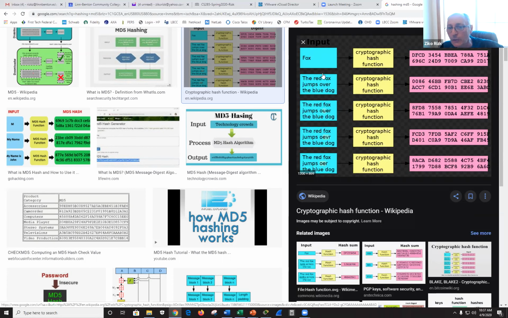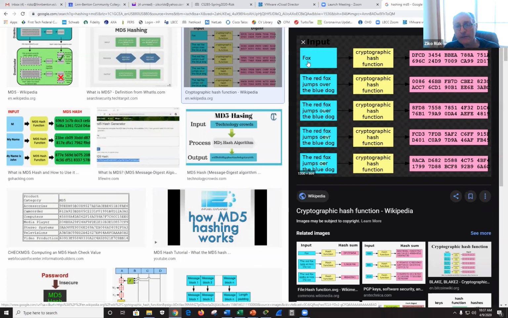So we have a payload, a string, and the string can be anything. It can be one character or an entire textbook. It doesn't really matter how short or how long that string is. So we put it through a hashing algorithm, and it's going to produce a hash key. And the hash key will always be the same length for that hashing algorithm.